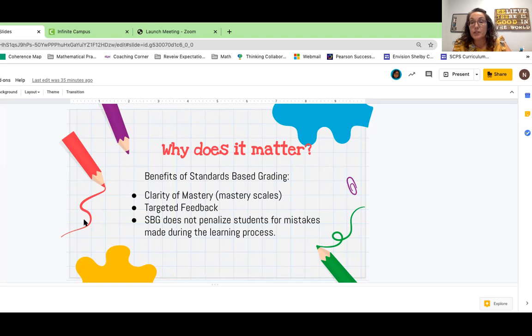It's really easy to give targeted feedback around those skills that are on the mastery scale, to tell students you're doing this really well, but you need to work on this if you want to get to mastery, because this is where you're falling a little bit short.